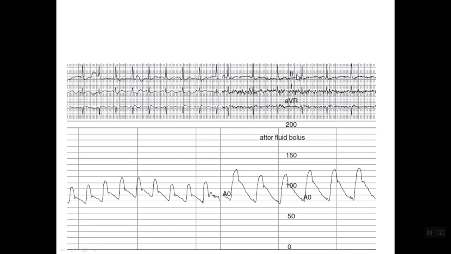In the first, sinus tachycardia. In the second, normal. Heart rate 70-75. Good? Look at the pressure. In the first, with the tachycardia, the pressure is low. After a fluid bolus, it's written. You gave a fluid bolus. Okay? The pressure became normal, 110-120, and the heart rate settled.